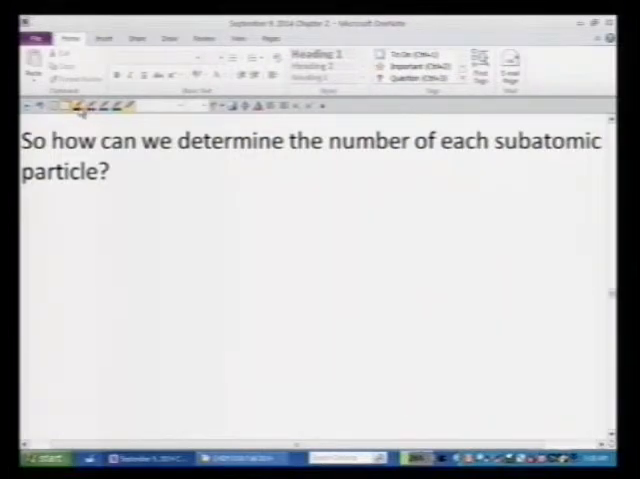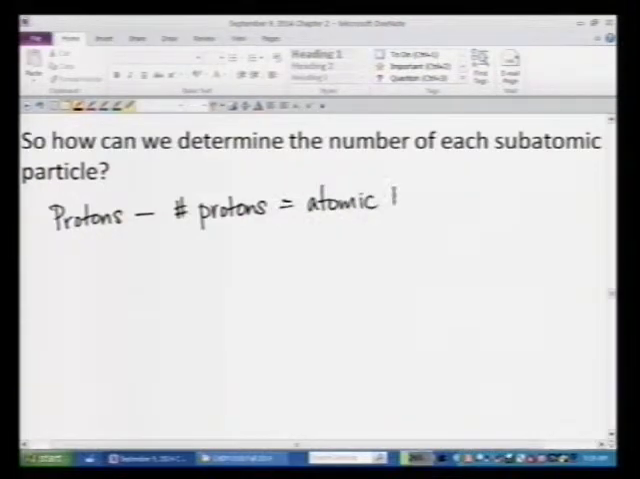We're going to start with protons. Okay, how do we determine the number of protons in an atom? It turns out the number of protons is equal to the atomic number from the periodic table.